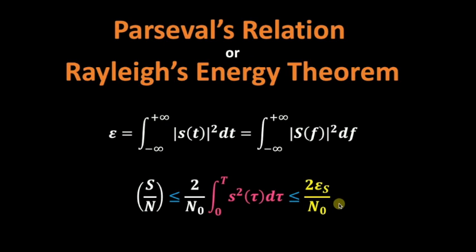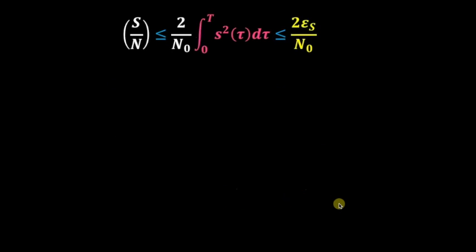Now, when does this inequality hold true? Recall that the maximum value of the signal to noise ratio at the output is simply twice the energy of the signal divided by n naught.